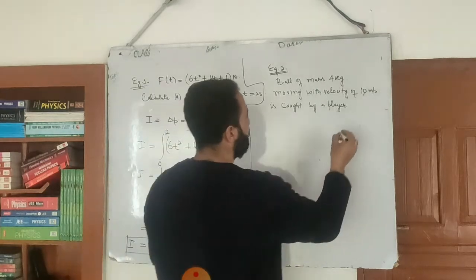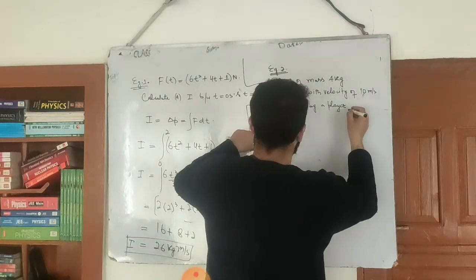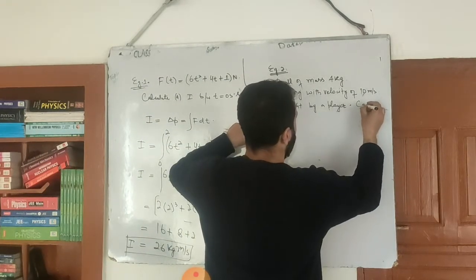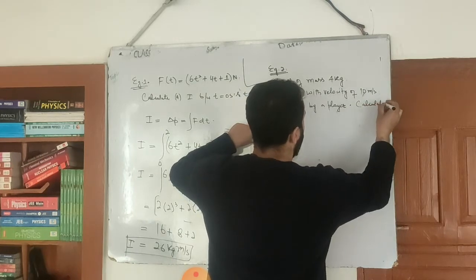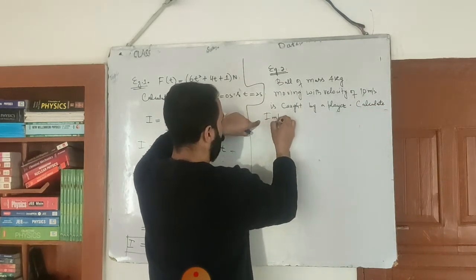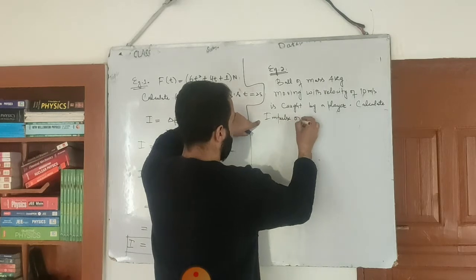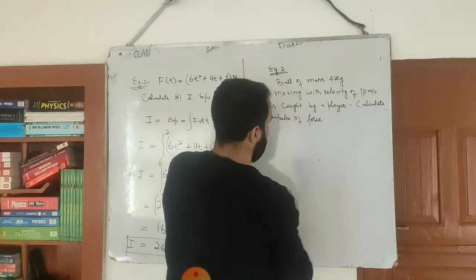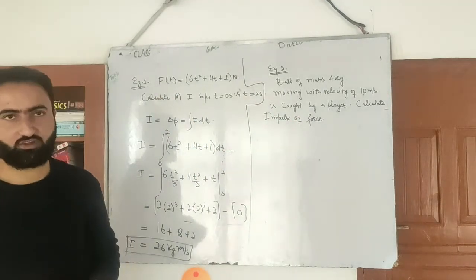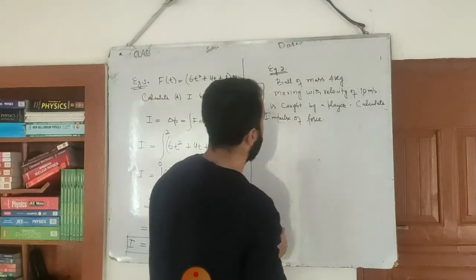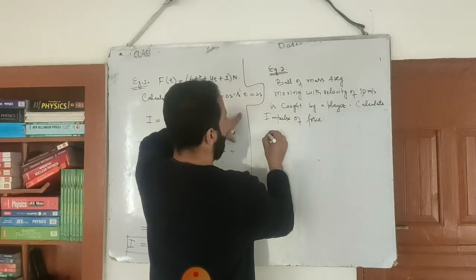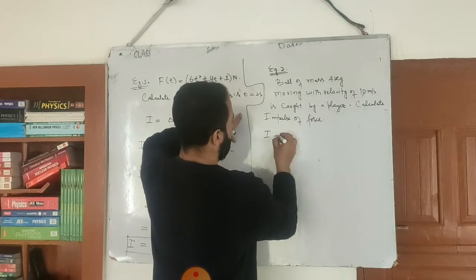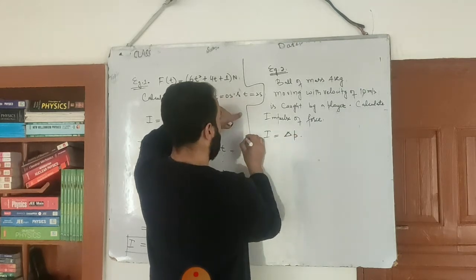Now the question is calculate impulse of the force. Calculate impulse of force. Okay, beta? So what we have to calculate is impulse of force. It's quite easy to calculate the impulse of force. Simply it's like this, that this impulse is equal to change in momentum. Impulse momentum okay, solution is like this.